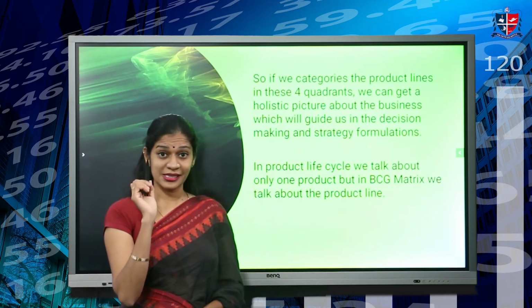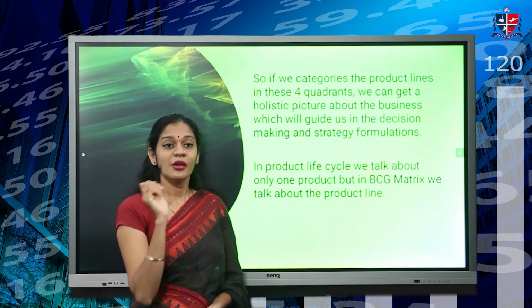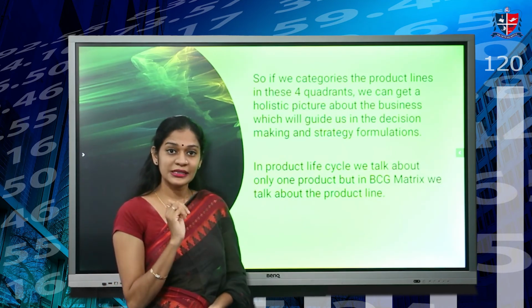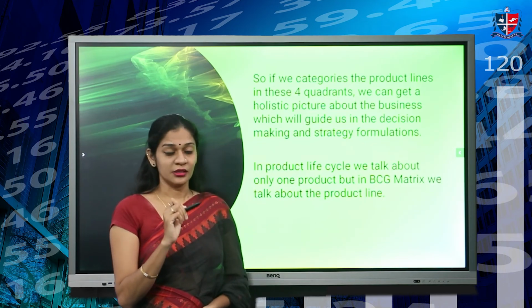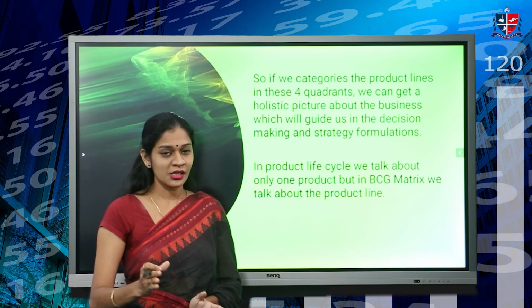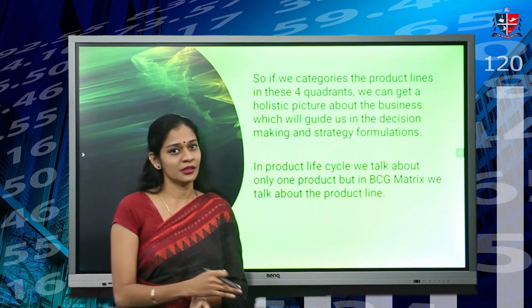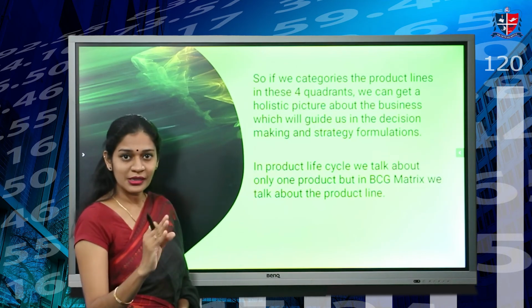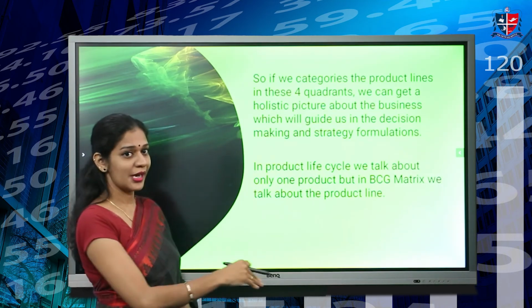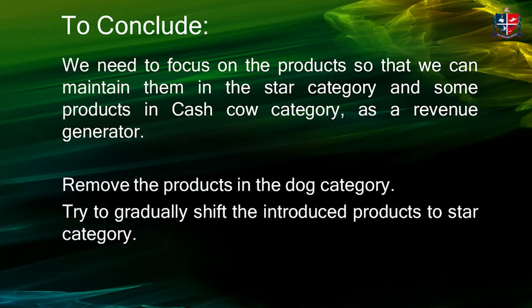Product life cycle just tells about the life cycle of a single product, whereas the BCG matrix says about the whole product line. Product line means a group of related products that a company sells under a single brand name. So the BCG matrix is related to product lines, whereas product life cycle is related to only one product.